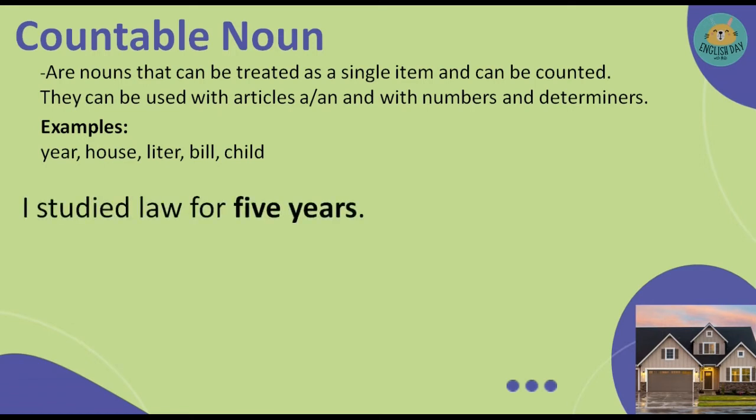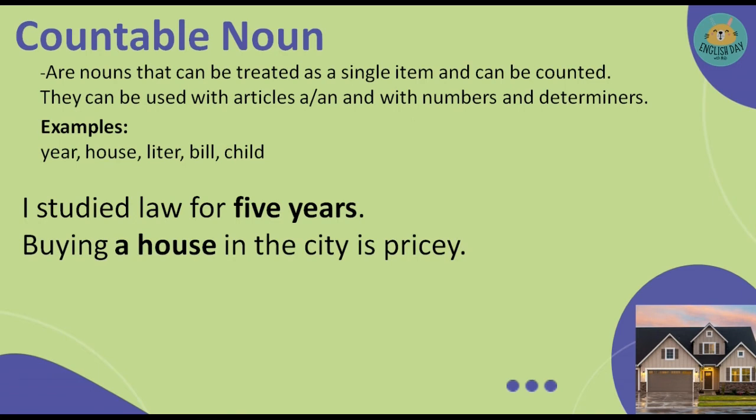I studied law for 5 years. Our countable noun in the sentence is years. Now we used a determiner to tell us how many. The word 5 is our determiner here. Next, we have buying a house in the city is pricey. A house. So we only have one house. So we can use a. We used a instead of an because it begins with a consonant sound.